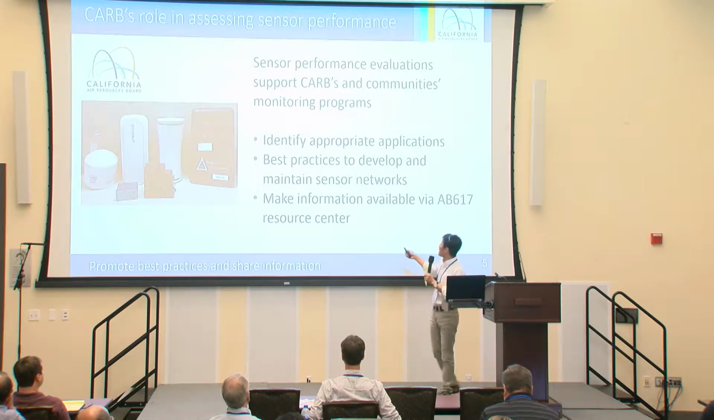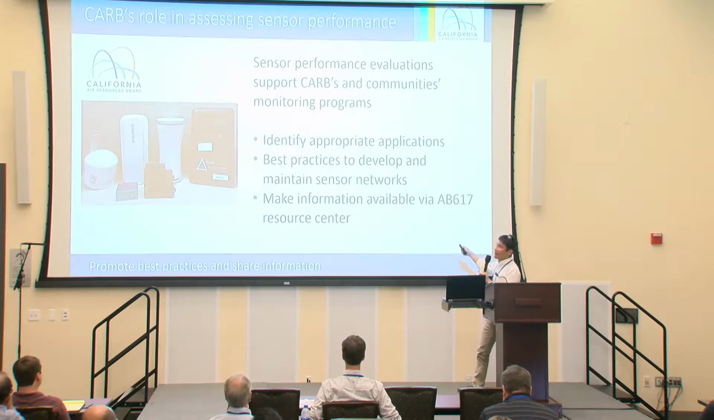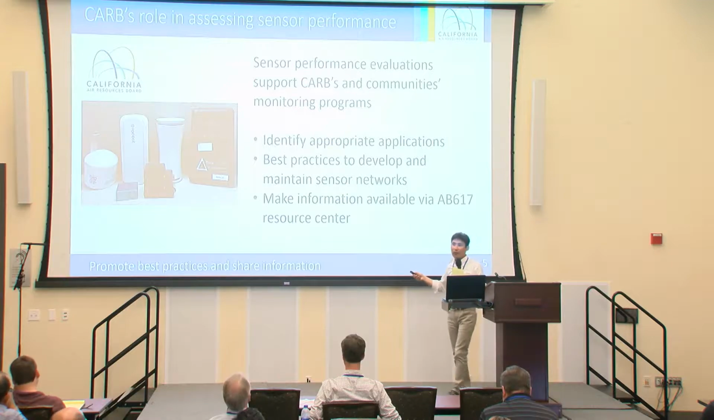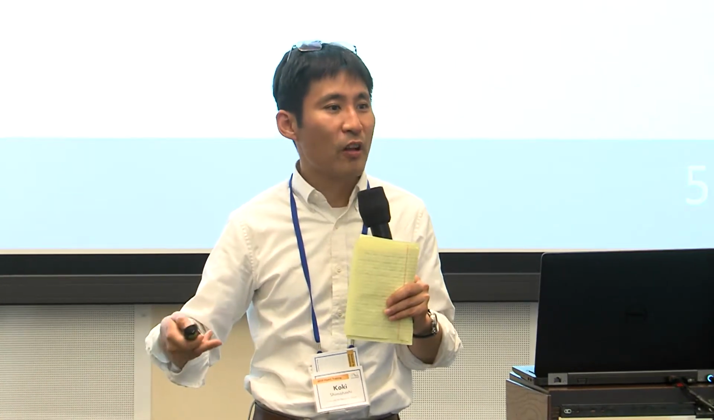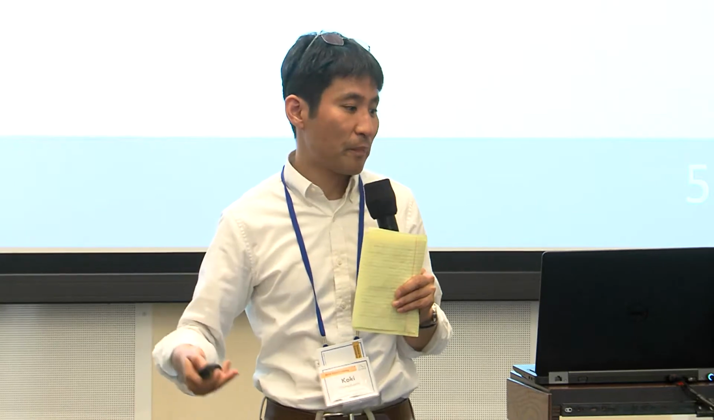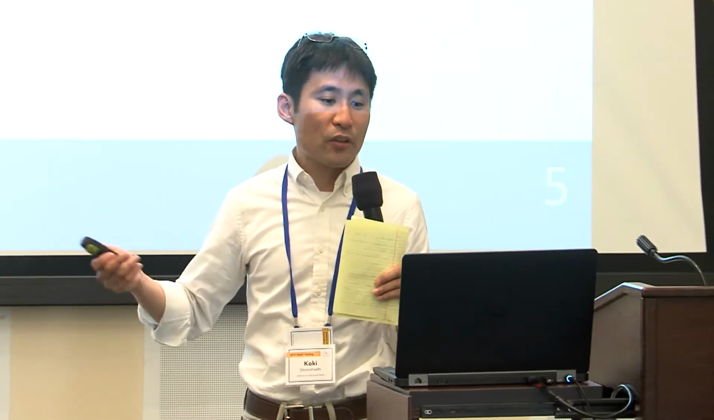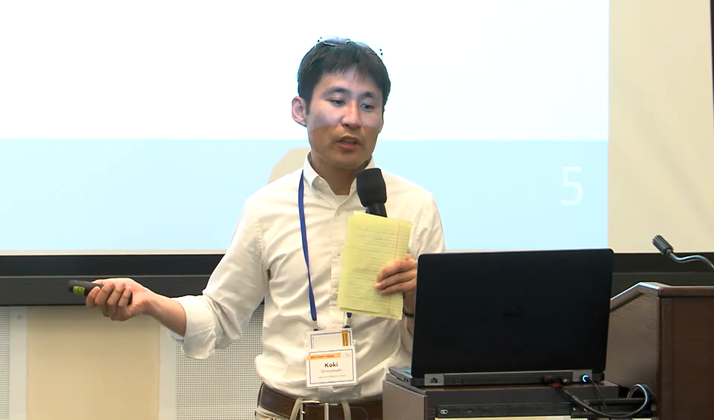Identifying the appropriate application is one of the things. We're also working on sensor networks, because unlike regulatory monitoring stations, we have lots of sensors, so network quality is something we are working on. And lastly, I'd like to make information available via the AB 617 Resource Center or conferences like this. Again, the message here is promoting best practices and sharing information.